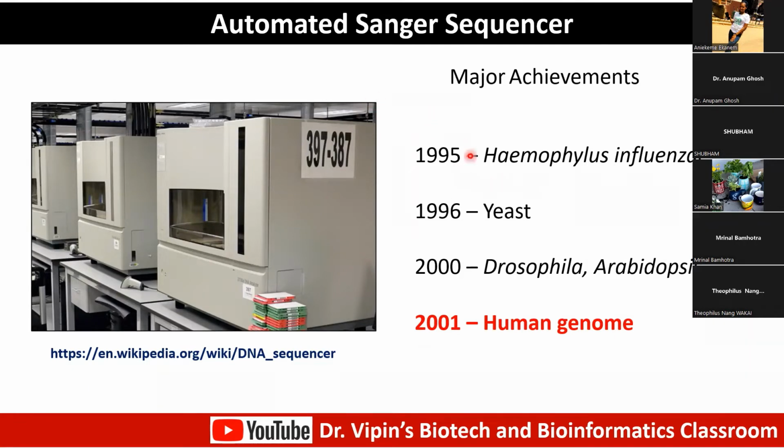we were able to sequence the first free living organism, that is Haemophilus influenzae. In 1996, we sequenced yeast. In 2000, we sequenced Drosophila and Arabidopsis. These are both model organisms, I'm sure you know. Drosophila is for animals, this is for plants. And then in 2001, the crowning glory of Sanger sequencing was that we could sequence the human genome.